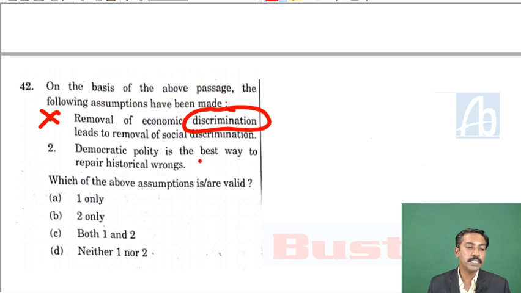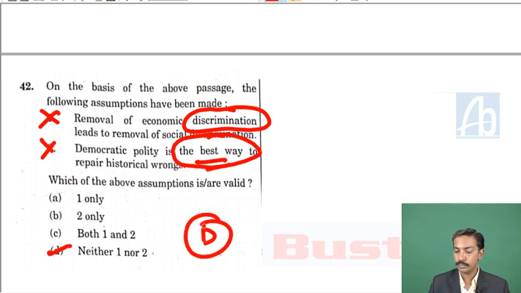Statement 2: Democratic polity is the best way to repair historical wrongs. There has been only one example provided. From that, we cannot conclude that this is the best way. So for this question, it's neither 1 nor 2.